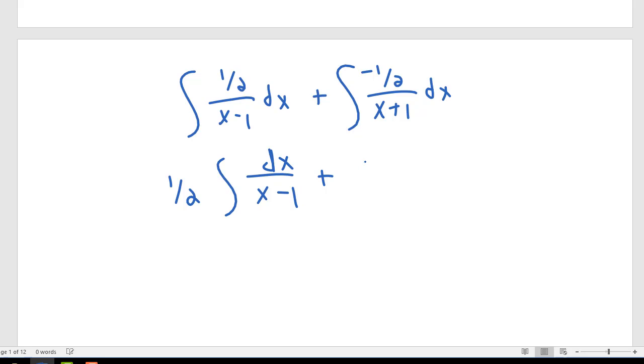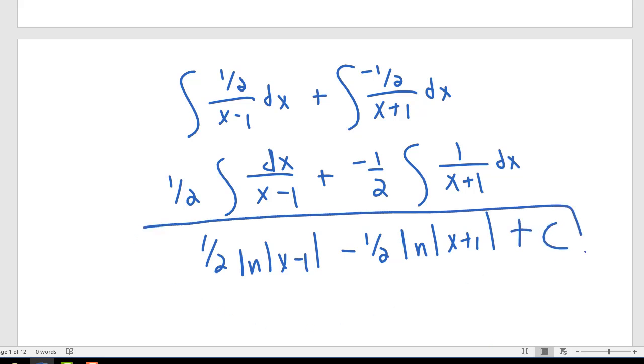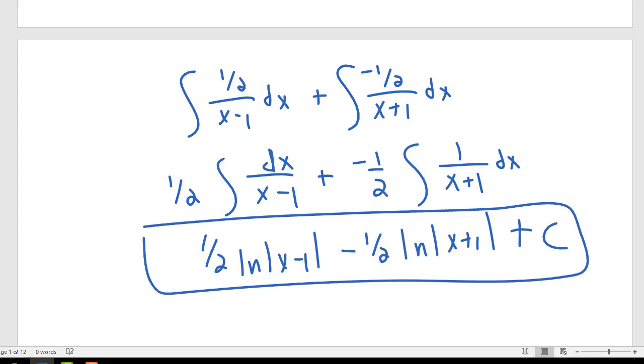And then I'm going to go ahead and pull the negative 1/2 in front of that integral. And I have 1 over x plus 1. Right? And then, keep in mind here, 1 over x is the ln of x. And then I have the minus 1/2 ln of x plus 1. Okay? And, I guess plus C. And there is our final answer. So that's an example of what partial fractions is all about.